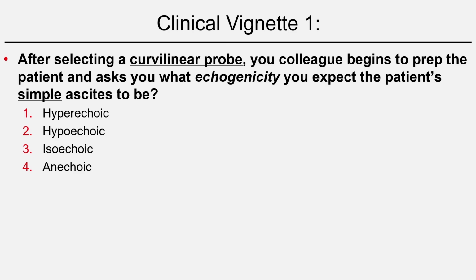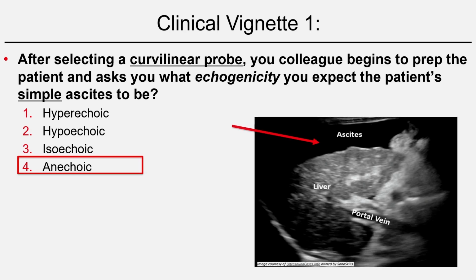After selecting the curvilinear probe, your colleague begins to prep the patient and asks what echogenicity you would expect the patient's simple ascites to be: hyperechoic, hypoechoic, isoechoic, or anechoic? And if you said simple ascites is going to be anechoic, you are absolutely on. This is a scan from a similar patient with a cirrhotic nodular liver with portal hypertension. You can see ascites superficial to, or anterior to, the liver.